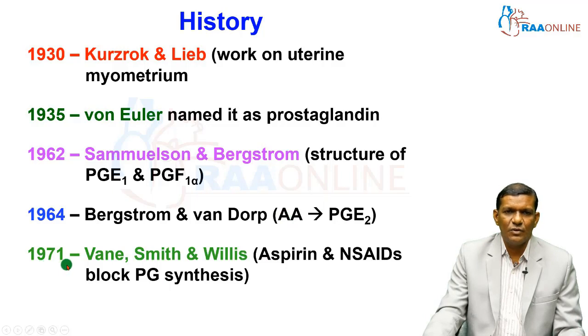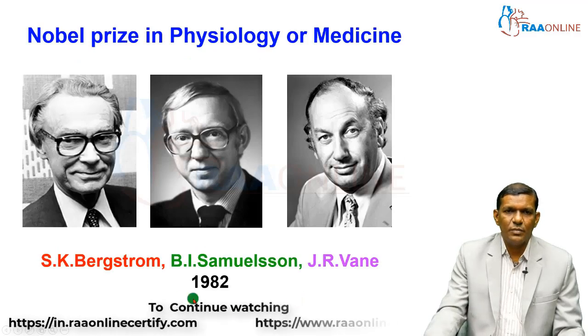Finally, in 1971, Smith and Willis found that aspirin and other NSAIDs, the non-steroidal anti-inflammatory drugs, block prostaglandin synthesis and produce their therapeutic effect. For this work, Bergstrom, Samuelsson and J.R. Vane were awarded the Nobel Prize in Medicine in 1982.